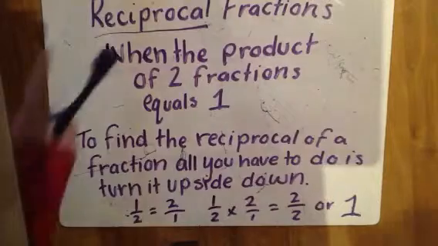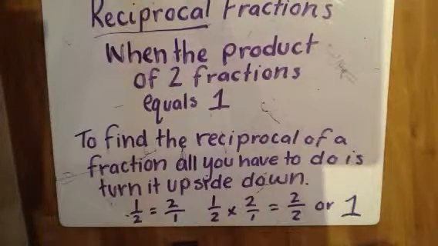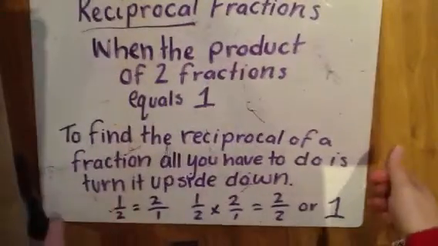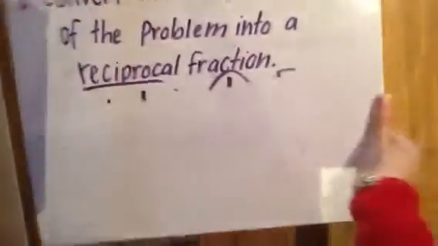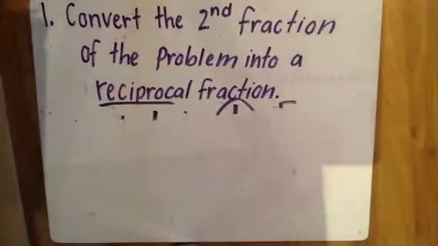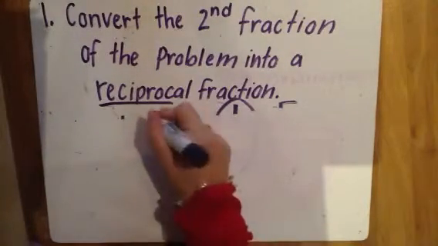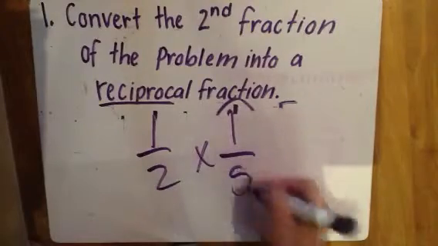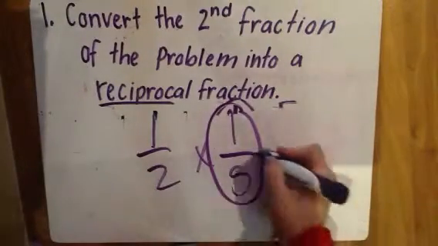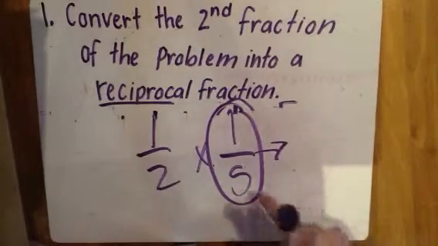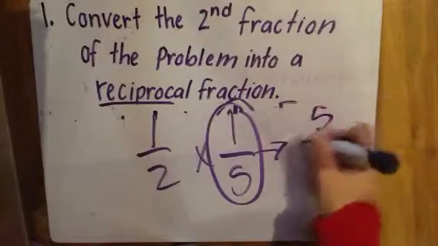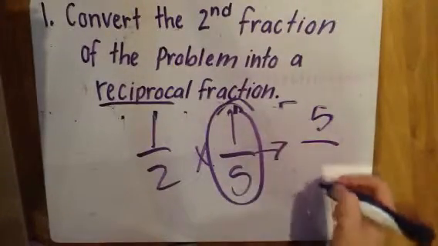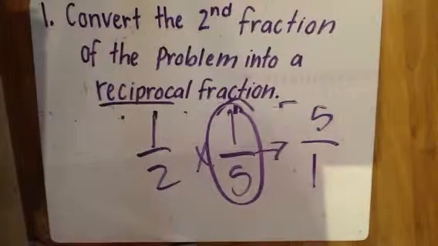And you'll understand in a minute why you need to know what a reciprocal fraction is when we start going through the steps of how to divide fractions. The first step when dividing fractions is we need to convert the second fraction in our problem into its reciprocal fraction. So, for example, if we have 1/2 divided by 1/5, our second fraction is 1/5, and so that gets converted into a reciprocal fraction, and we do that by making the denominator our new numerator and our original numerator our new denominator. So 1/5 becomes 5/1. Okay, so that's the first step done.